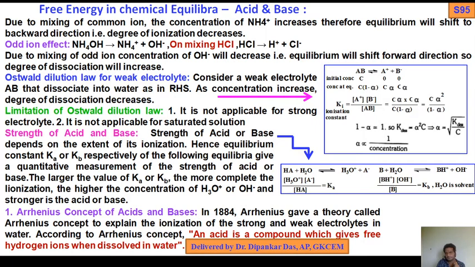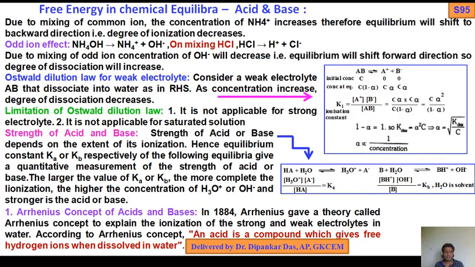Very simple. Now HA plus water gives a hydronium ion and A minus, so Ka is the molar concentration of H3O positive into A minus by HA. Similarly for the base, here water is the solvent. So that is the strength of acid and base.